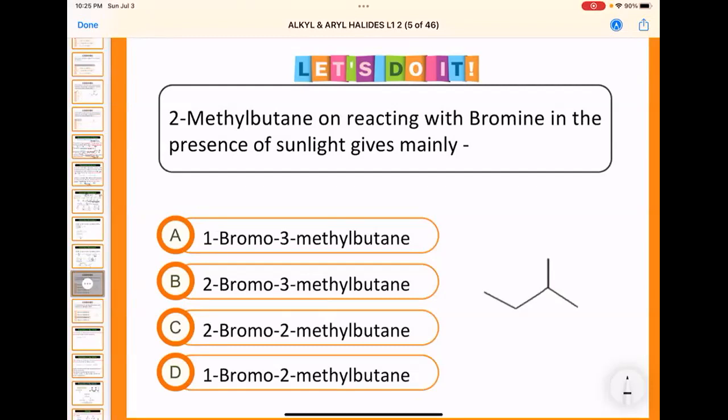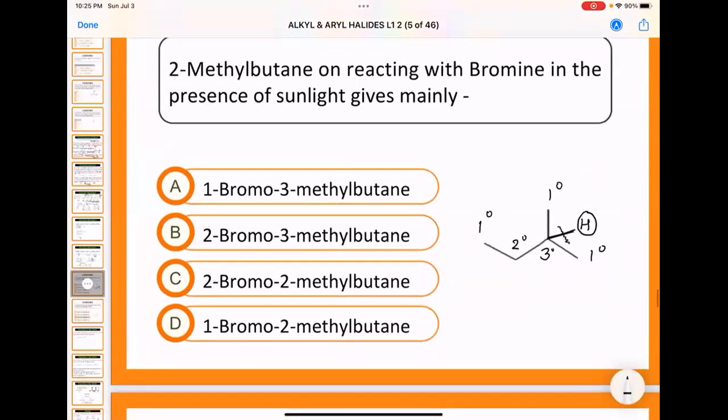You need to check each and every carbon, whether it is primary, secondary, or tertiary. This is primary carbon. This is secondary carbon. This is primary carbon. This is primary carbon. And this is tertiary carbon. There you can see, this is tertiary hydrogen. There is one hydrogen and it can break very easily, most easily. So bromine can break this hydrogen very easily because the tertiary radical is very stable. So where are you going to put bromine? At this point.